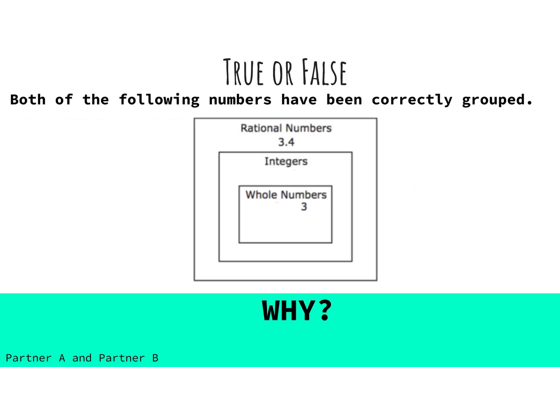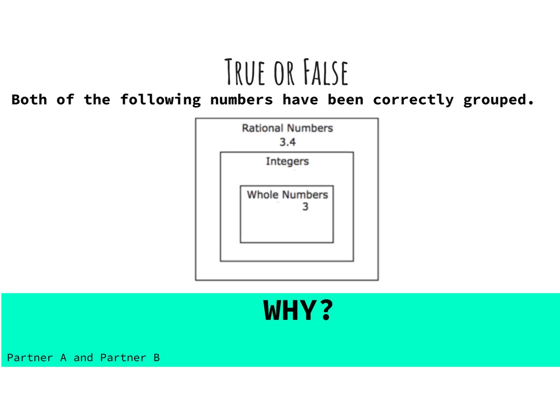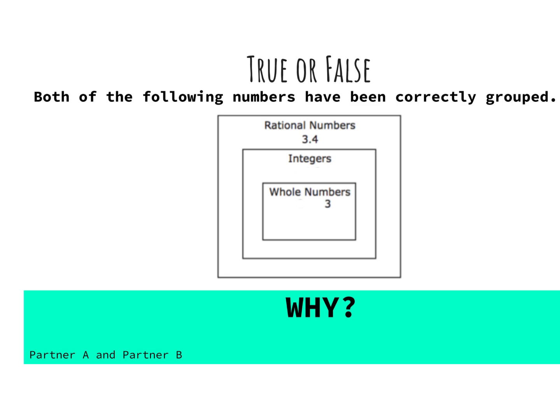Okay, the next one says, both of the following numbers have been correctly grouped. So here it says 3.4 is in the rational numbers and 3 is in the whole numbers. Do we agree? Well, yes, because rational numbers includes all numbers, which is also fractions and decimals. So that's correctly placed. And is 3 a whole number? Well, it is positive, therefore it is in the correct space.